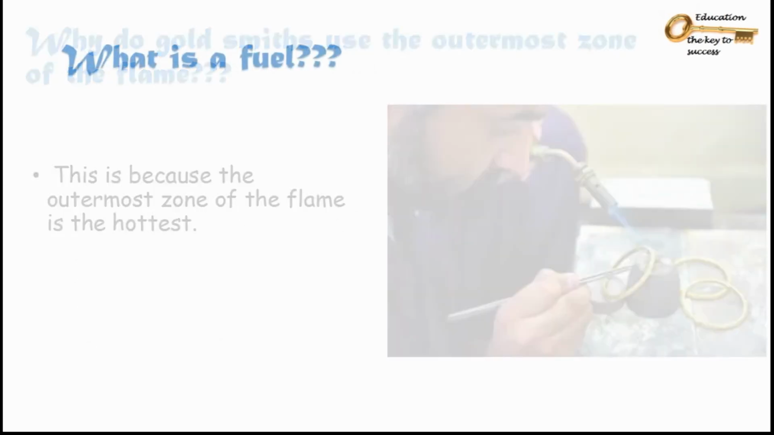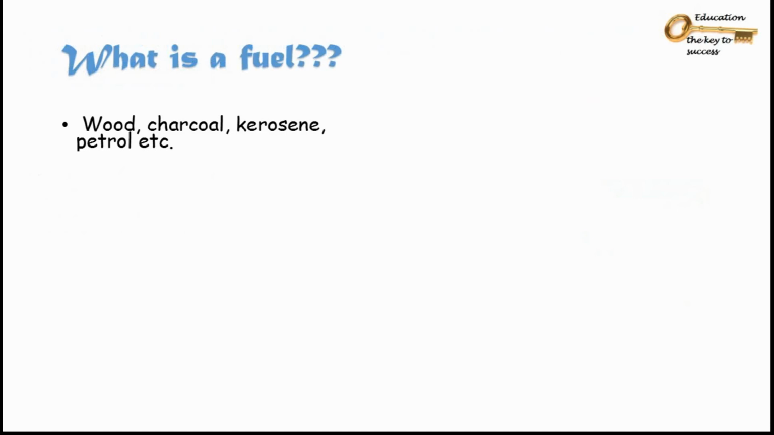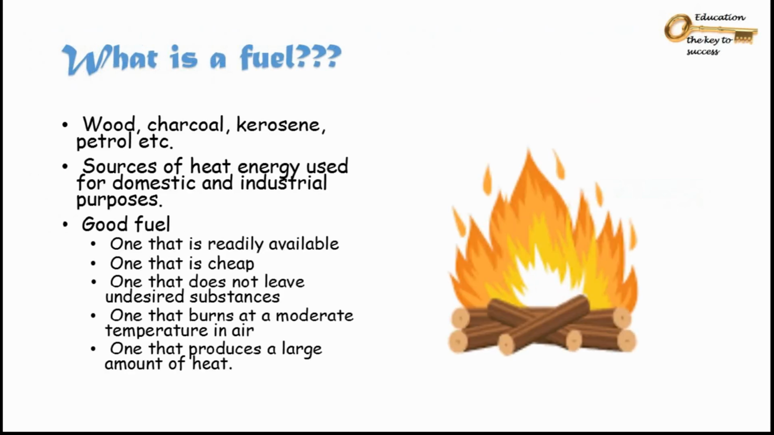What is a fuel? Any substance that produces heat and energy used for domestic or industrial purposes is a fuel. Wood, charcoal, kerosene, petrol, diesel, these are examples of fuel. And what's a good fuel? One that is readily available, cheap, does not leave undesired substances, burns at a moderate temperature in air, and produces a large amount of heat. Interesting set of characteristics.